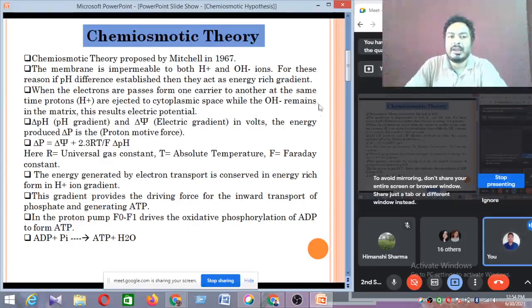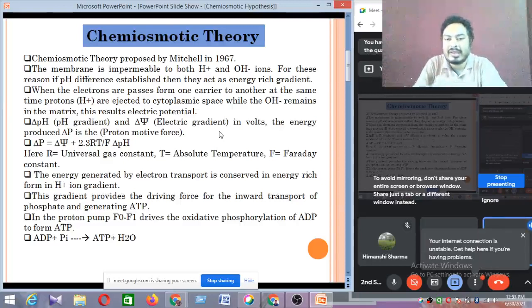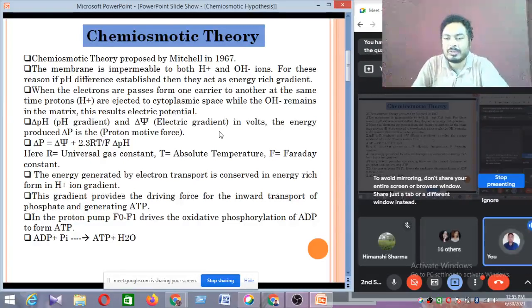Okay, and then what is delta P? Delta P is the proton motive force, the energy produced by the proton motive force. Now see, I already said that when the electric current is generated, all the H plus molecules become energy-rich molecules, because they are getting the energy. This energy is liberated due to this voltage difference, and this energy is captured by the H plus molecules.